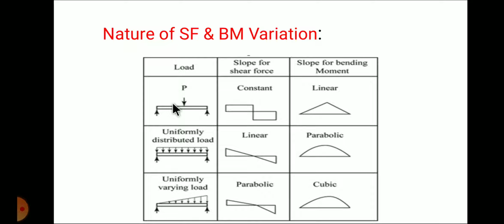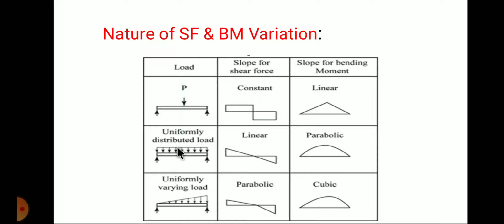For any structure, whether it is a simply supported beam or cantilever or continuous beam, if a point load is acting, then the variation in the shear force will always be constant. You need to remember this. When a point load is acting on a structure, the shear force will always have constant variation. Similarly, for bending moment, when it is subjected to a point load, the variation will always be linear.